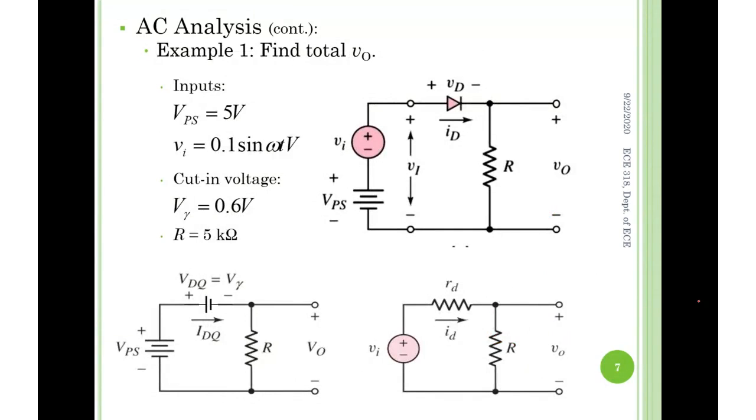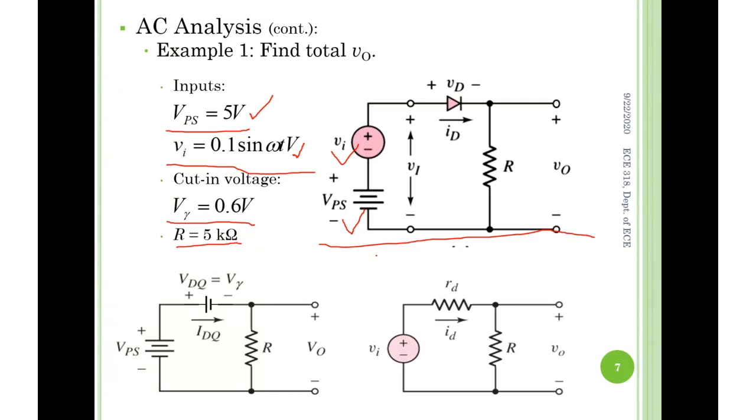This is one example, a very simple example, trying to clarify the procedure again by a specific example. The given circuit, the original circuit, is up here, including one AC source and one DC source. Of course, we're going to conduct both analyses. The source voltage: DC is large, 5 volts. AC is small, 0.1 volts. And the cut-in voltage is 0.6 volts, not 0.7. Be very careful. And the resistance is 5 kilo ohm here.